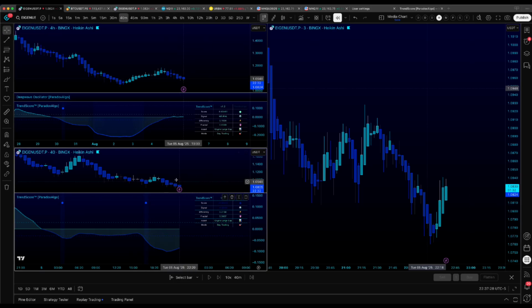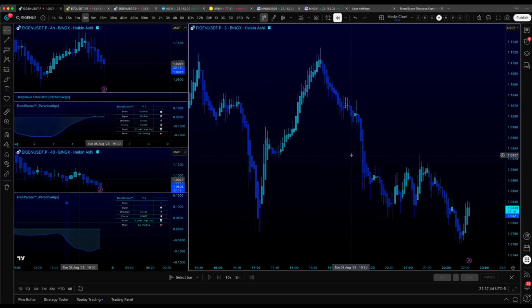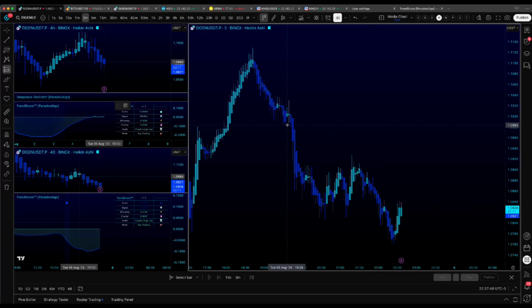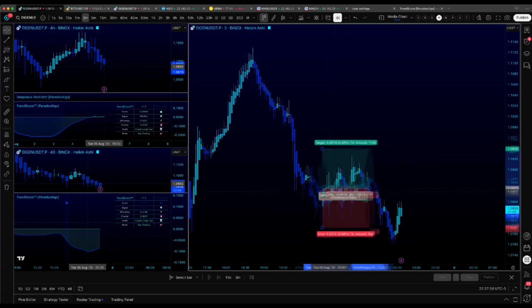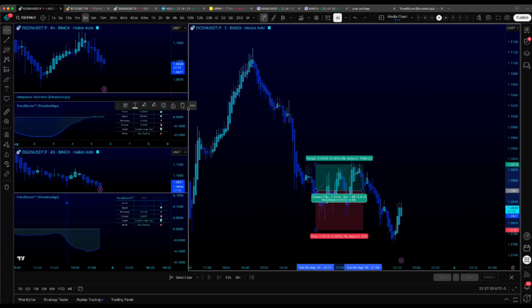Step 2. Intermediate confirmation on your middle time frame. The 40-minute here bridges your macro view with your execution time frame. I'm looking for TrendScore to confirm the 4-hour bias while giving me more detailed structure. Step 3. Precision timing on your execution time frame. When all your time frames align, that's when you execute. Higher time frame gives bias, middle time frame confirms structure, and execution time frame shows entry signals. That's proper multi-time frame confluence.